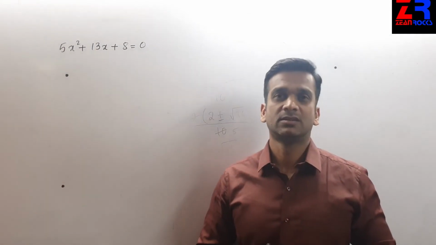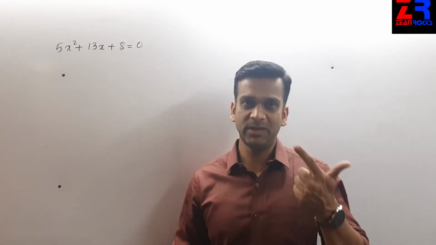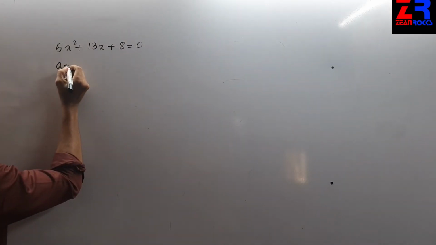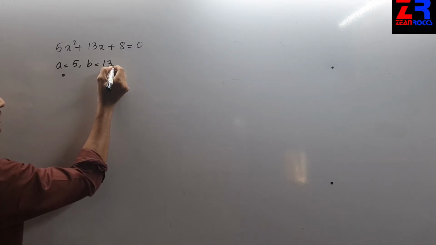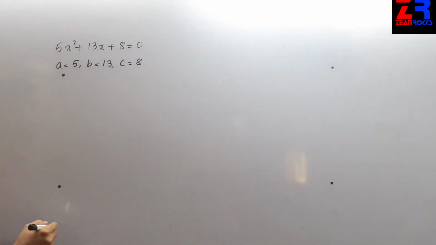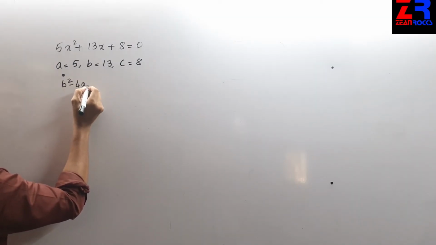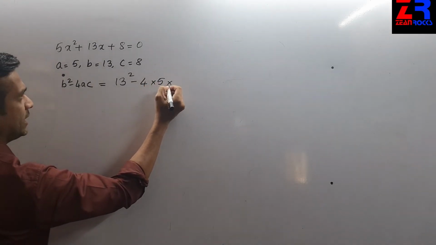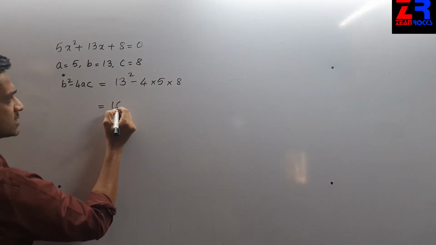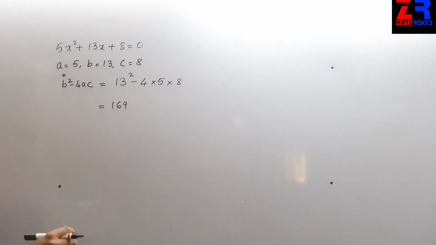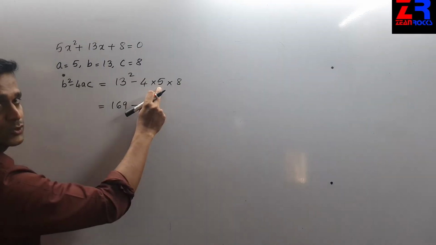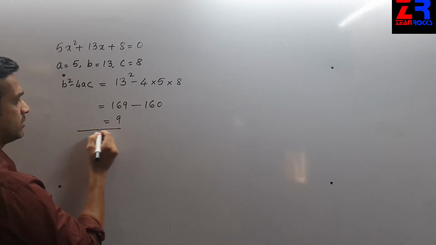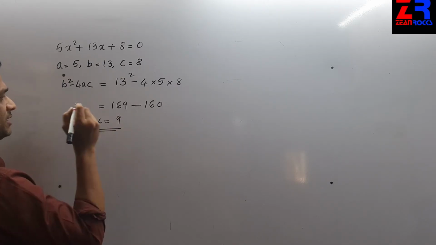This is sum number 6. Once again, finding the values of a, b, c, and the value of b square minus 4ac. a is equal to 5, b is equal to 13, c is equal to 8. Then b square minus 4ac: 13 square minus 4 into a into c. 13 square means 13 into 13. 13 into 13 is 169, minus 4 5s are 20, 20 8s are 160. 169 minus 160 is 9. So b square minus 4ac is 9.